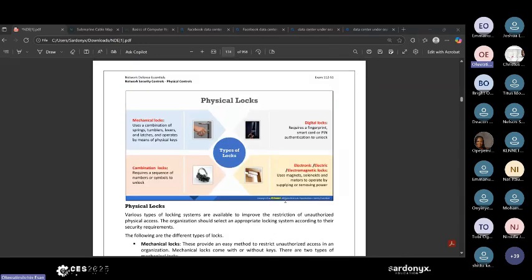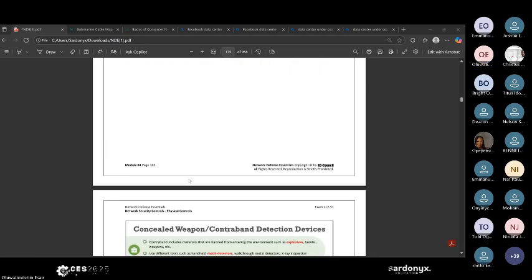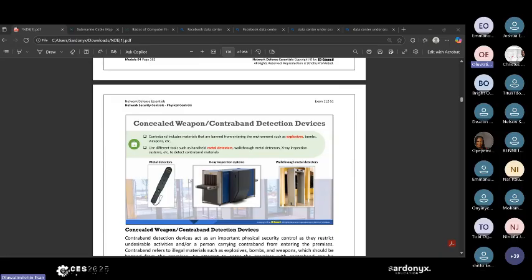We also have physical locks: mechanical locks, digital locks, and the electromagnetic lock. Most of you have seen this in banks before, right? And we have the combination lock, maybe for a safe or whatever it is. Also, we have concealed weapon and contraband detection devices. We have metal detectors, X-ray inspection systems, and walk-through metal detectors also. Most of you have seen these at the airports or at the train station, right?